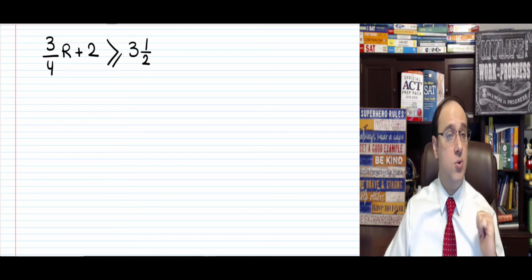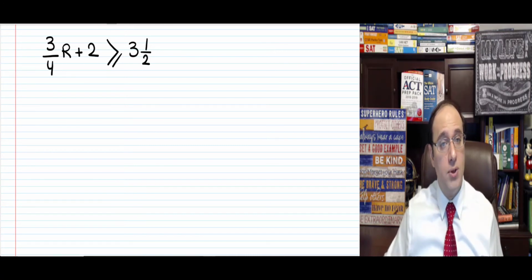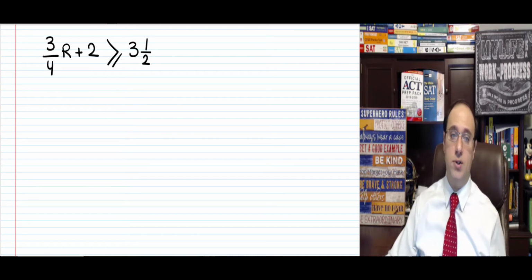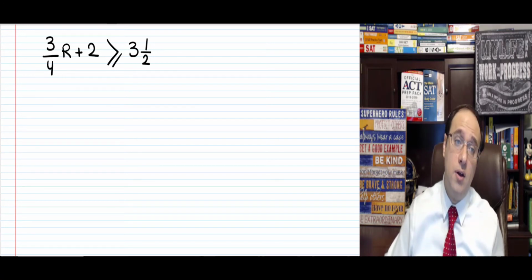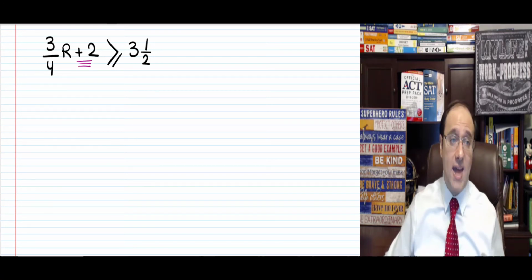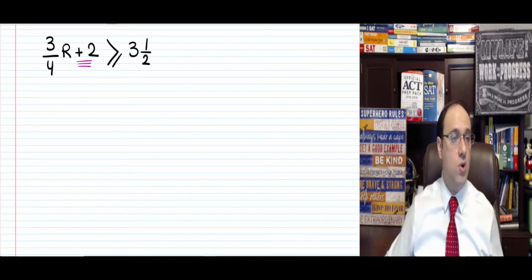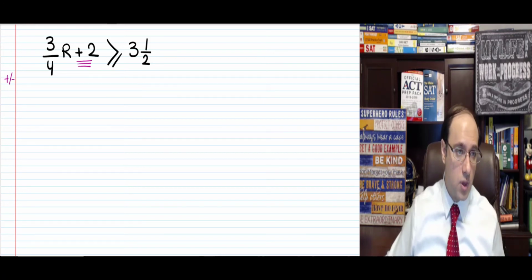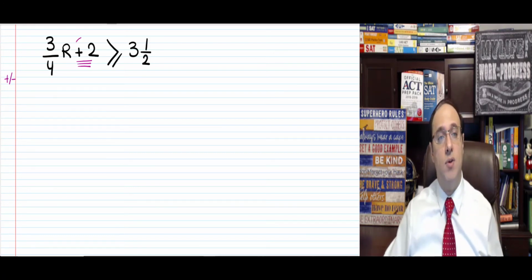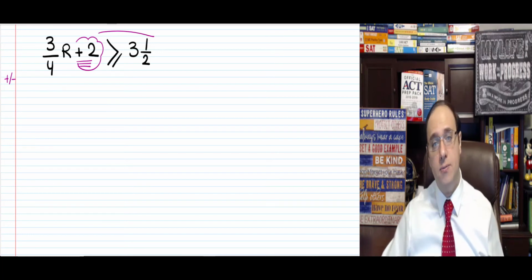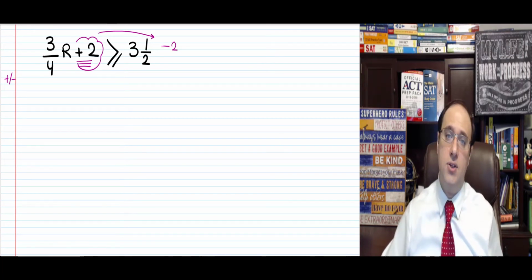Okay, let's do this. 3 over 4r plus 2 is greater than or equal to 3 over 2. Okay, we want to get rid of the plus 2 and the 3 over 4. But remember, we always get rid of what first? Pluses and minuses. So get rid of the plus 2 first. Plus 2 goes to the other side as minus 2.